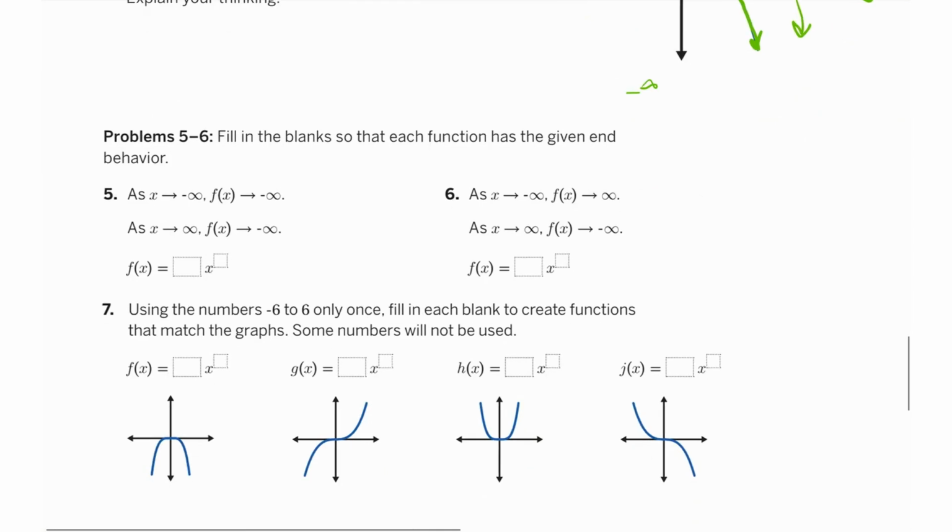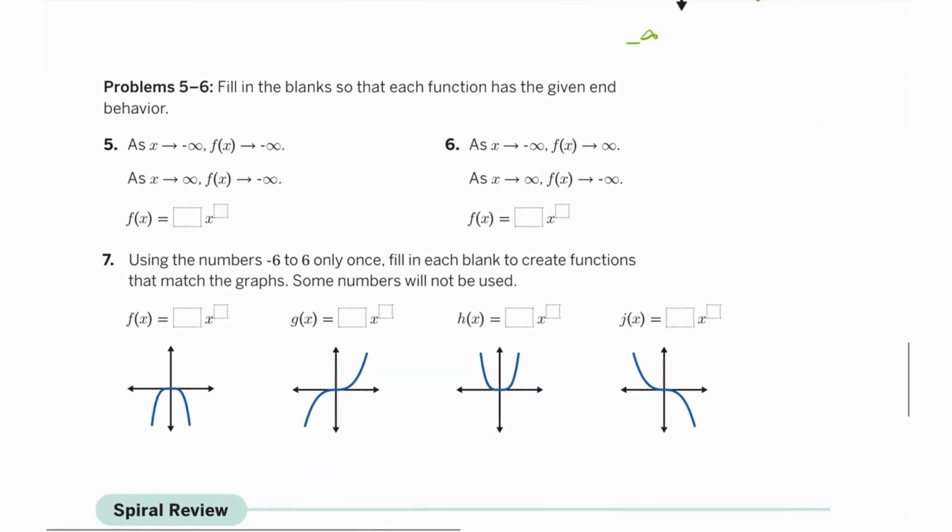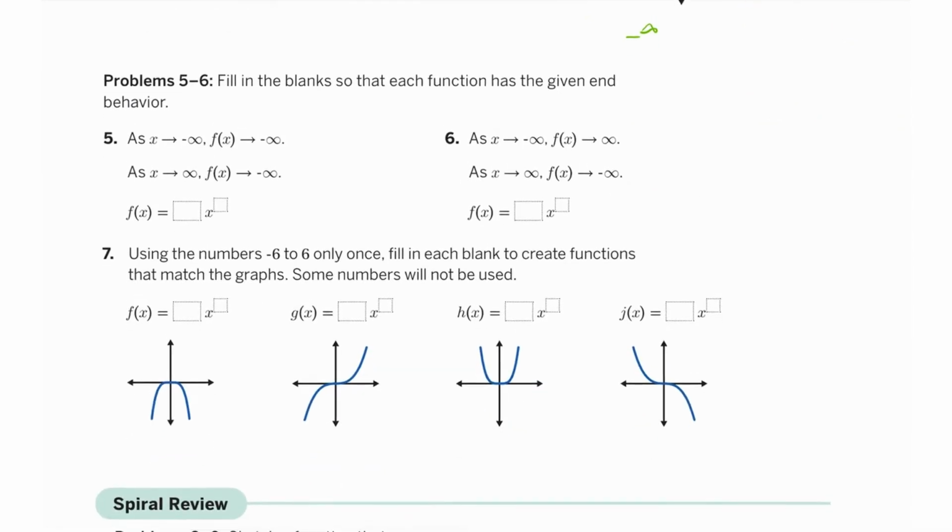Problems 5 and 6, fill in the blanks so that each function has the given end behavior. So it doesn't give us any stipulations of what numbers we can use here. What we need to focus on is on the left side here, as x approaches negative infinity, as we go to the left, our y value is going down. So we're going to have something that looks like this. As x approaches positive infinity, to the right, our f of x value is going towards negative infinity, which is also going down.